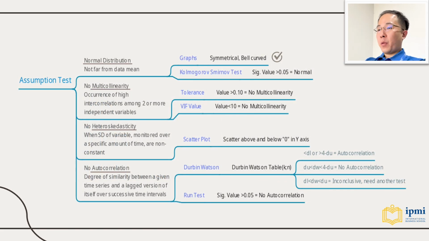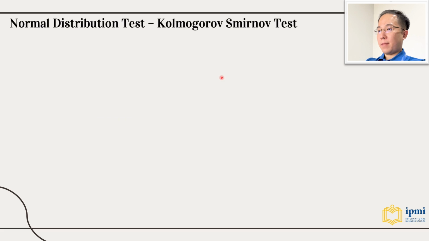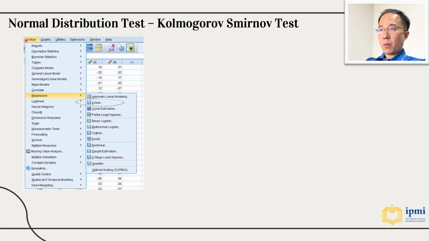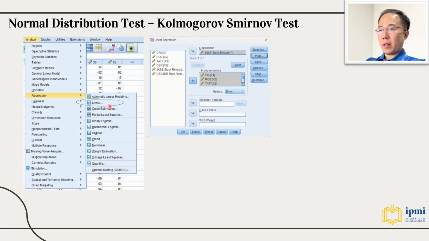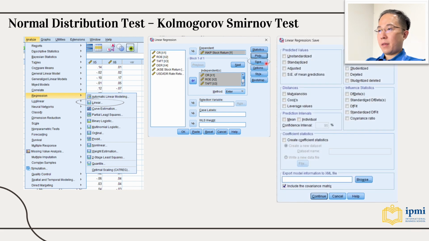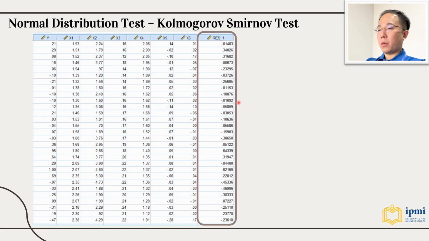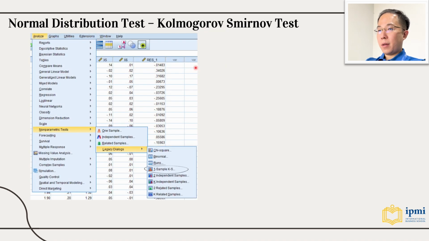Okay, the second way is to do the Kolmogorov-Smirnov test, or we can call it the KS test. The KS test uses the same approach. We click Analyze, Regression, Linear, and then put in the correct dependent and independents, but in this case you click Save. A pop-up window appears, check Unstandardized, and then click Continue. There will be another column appearing in your table, called Residual 1.